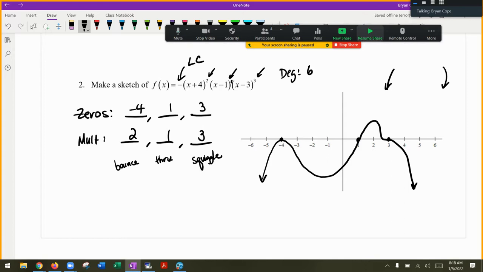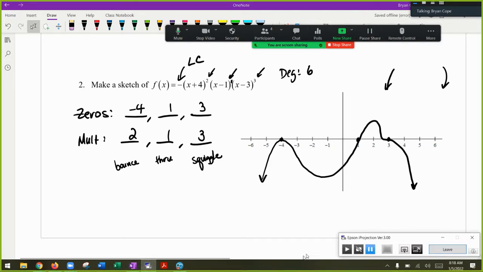Okay, let's go with Emma. Emma, tell me what the zeros are. Good job. -4, 1, and 3. Ali, tell me what the multiplicities are. You're right, 2, 1, and 3. Good job, good job. And then here is the full story.